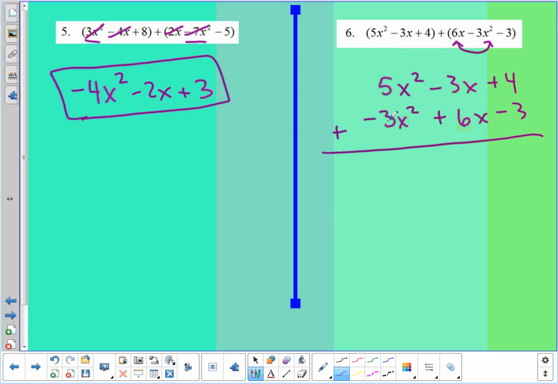So I have 5 plus negative 3, or in other words, just 5 minus 3, which is 2x squared. And I have negative 3 and 6. Negative 3 plus 6 gives me 3. And 4 minus 3, or 4 plus negative 3, either way you think of it, you get a 1 there. So 2x squared plus 3x plus 1.